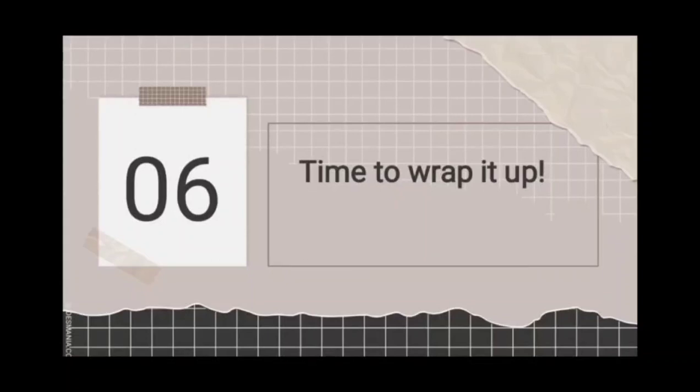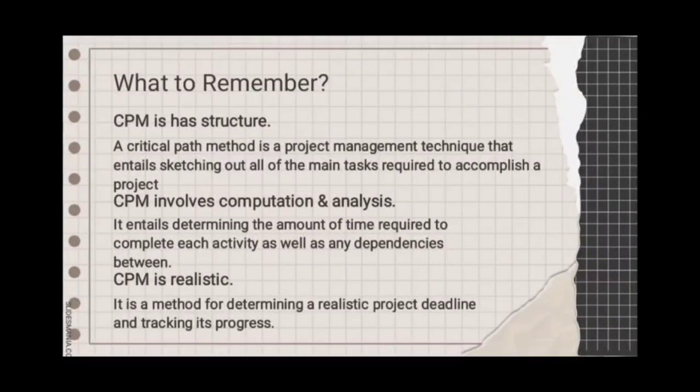So now it is time to wrap it up. What to remember? We should inculcate in our mind that CPM has its own structure. A critical path method is a project management technique that entails sketching out all of the main tasks required to accomplish a project. CPM involves computation and analysis. It entails determining the amount of time required to complete each activity as well as any dependencies in doing the project.